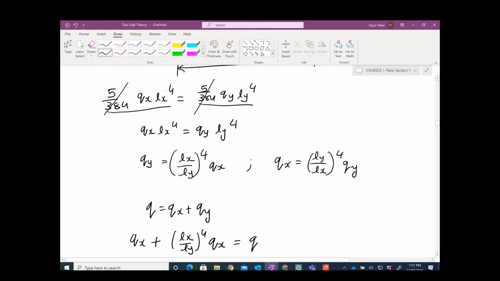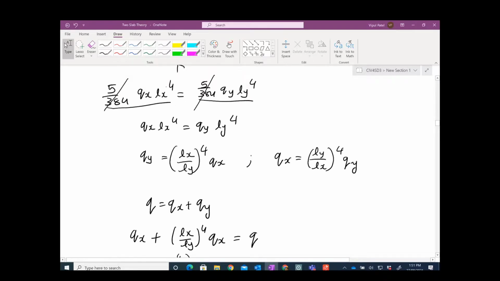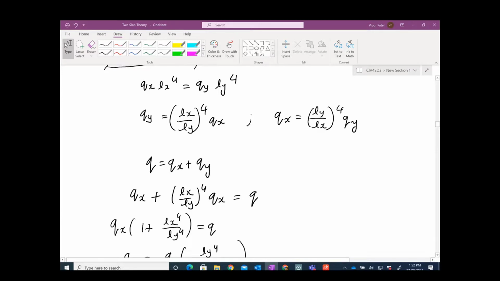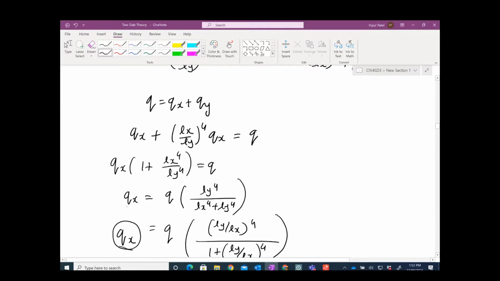So that is the relationship. The loading in the x direction would be the power of 4 of the length ratio times qy. Loading in the y direction is the power of 4 of this length ratio times qx. So if someone asks which side has more loading, you can see that qx takes more load, because Ly on Lx would be greater than 1. The loading q equal to qx plus qy. So if you substitute this qx value, like the qy value here, you will get it in terms of qx, and then you can say qx equal to q Ly to the power 4 over the sum.